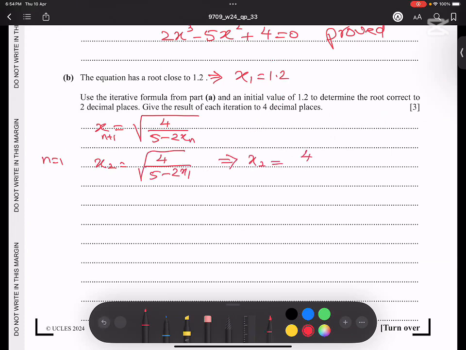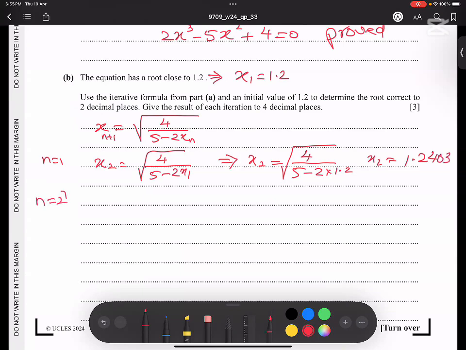When I replace it here, 5 minus 2 times 1.2, and the root of the whole. So I get the answer: the square root of the fraction 4 divided by 5 minus 2 times 1.2. And my answer turns out to be 1.24. And he said 4 dp for each answer, final answer 2 dp. So 1.2403. Okay students, this is x2.